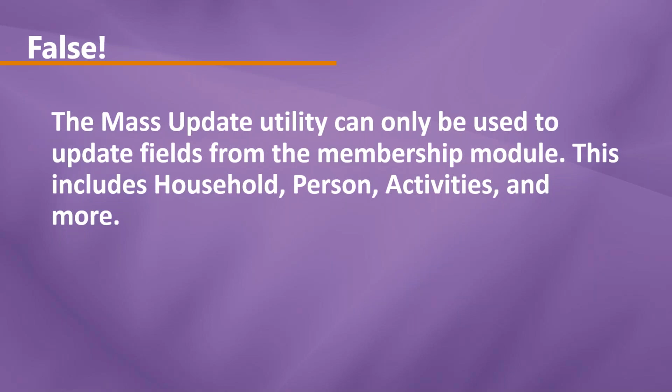The mass update utility can only be used to update fields from the membership module. This includes household, person, and activities and more. And I think it's just household and person nowadays. I don't think it's activities anymore. And they're strictly drop lists now. So when working with this, it's going to be household and people, and it's going to be drop lists inside of the software. That's the way the mass update is going to work going forward.